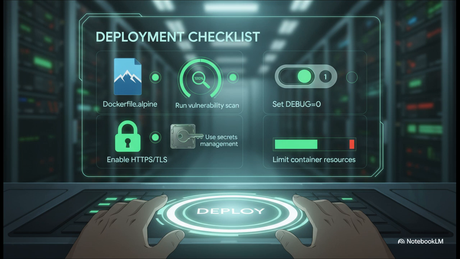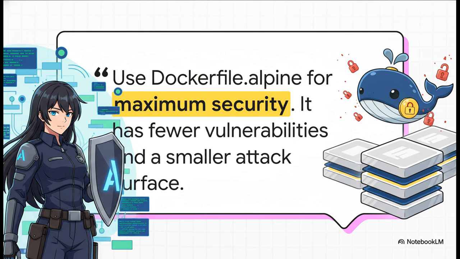For credentials, use a proper secrets management tool. It's a much safer way to handle them than .env files in production. And finally, always run your app behind a reverse proxy, which can handle your HTTPS encryption and add another great layer of security. If you take only one thing away from this whole deployment section, let it be this direct quote from the official documentation. Use Dockerfile.alpine for maximum security. It's the single biggest step you can take to harden your production environment.